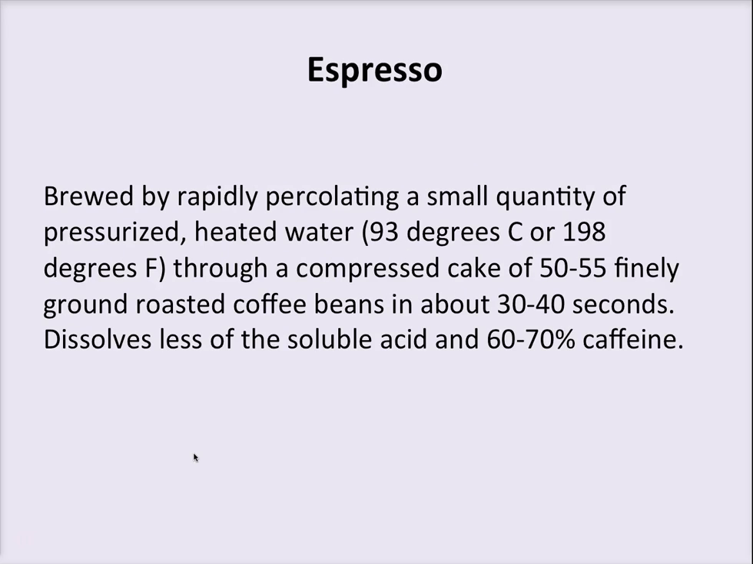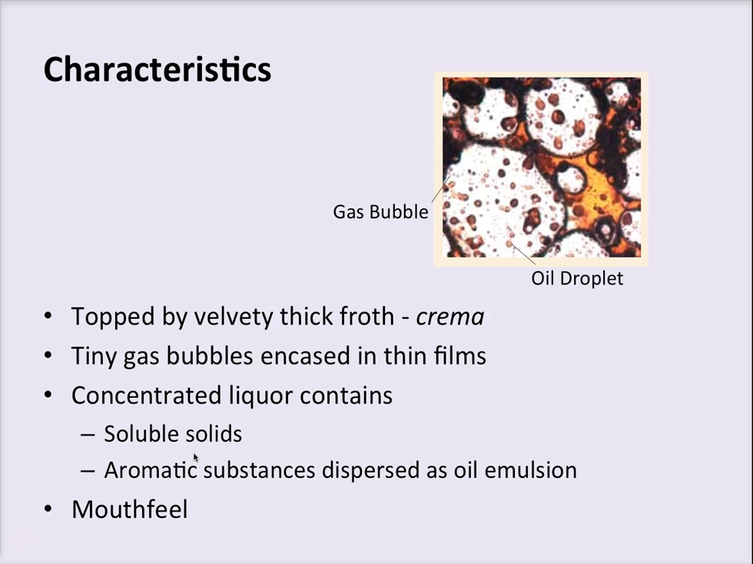Now, what's really happening is that you're dissolving most of the soluble acids and caffeine via this form. When we look at espresso, this is something that's been brewed very rapidly, percolating a small amount of pressurized, heated water through a very compressed cake, very, very finely ground. They can even define it in terms of the number of beans, right, 50 to 55. And this is done in about 30 to 40 seconds. This dissolves less of the soluble acid and only 60 to 70% of the caffeine. But because of the heated, pressurized nature of it, it's water almost in a gaseous form, so we actually extract a variety of other compounds not present in the drip.